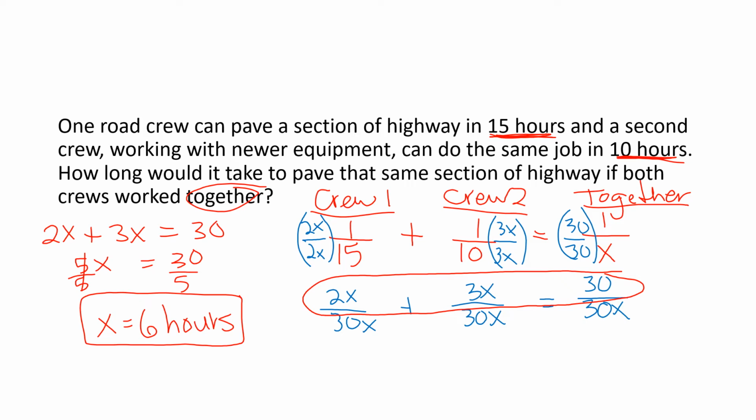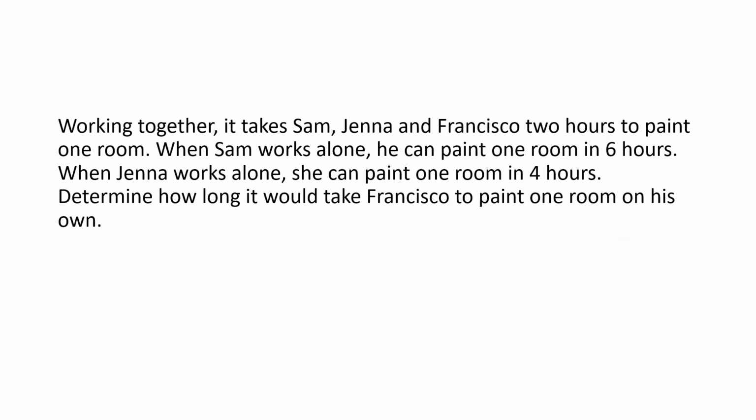Let's try another example. Working together, it takes Sam, Jenna, and Francisco, so this is all together, 2 hours to paint one room. When Sam works alone, he can paint the room in 6 hours. When Jenna works alone, she can paint the room in 4 hours. And what we need to do is figure out how long it would take Francisco to paint the room.